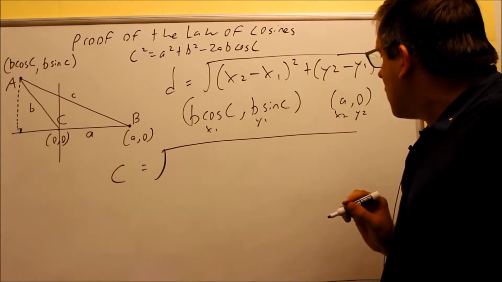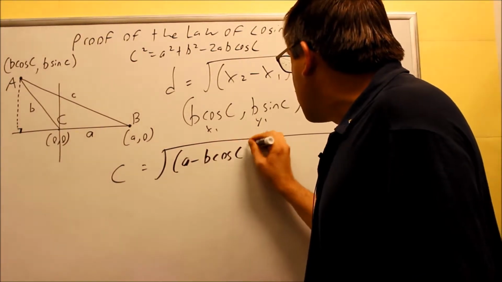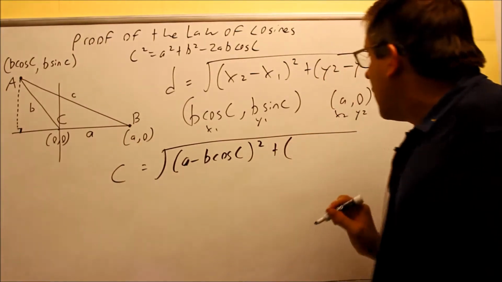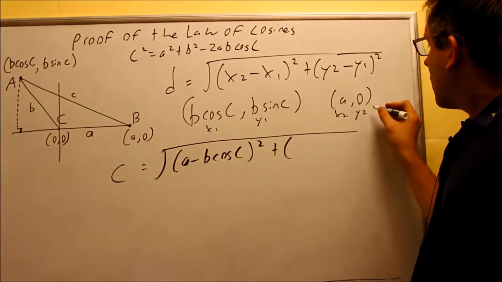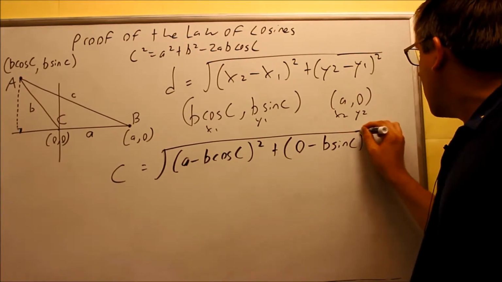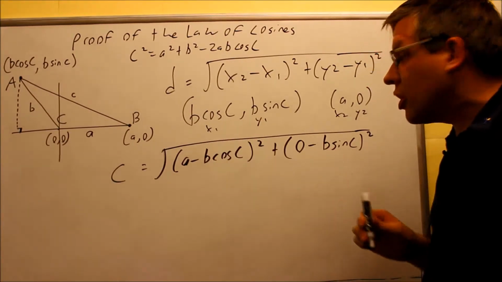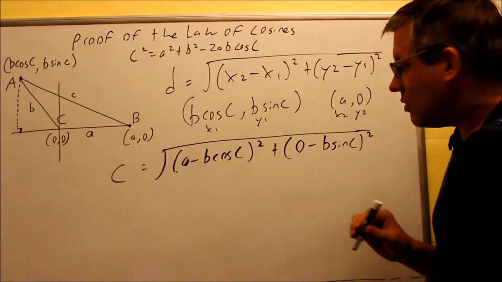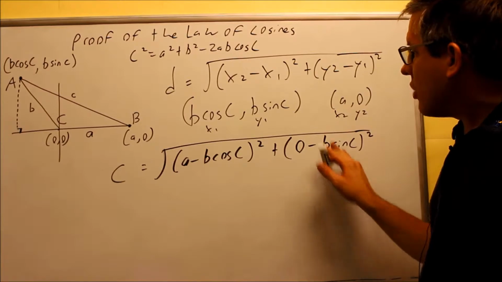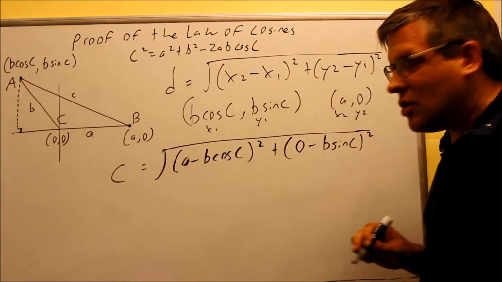This is x2 minus x1. The way I have it labeled here, that's a minus b cosine c. That'll be squared. And then I have the difference in the y values. That's going to be 0 minus b sine c, and that's going to be squared. Now the order really doesn't make a difference how you're subtracting these, since you're squaring the difference anyway. So I could really label these in any order, but I'm just going to go ahead and label them as is here.